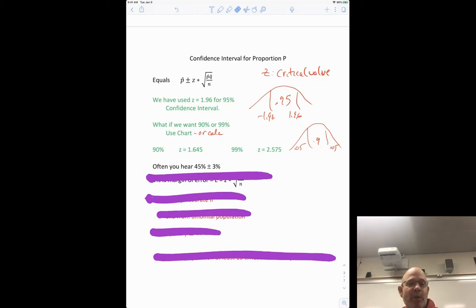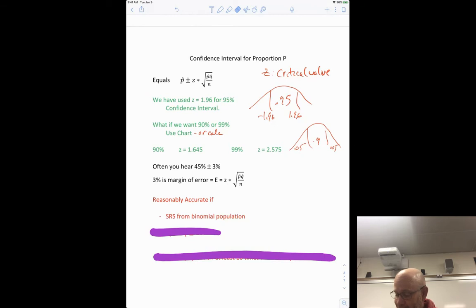A lot of times when we write a number, when we do an example, you'll see 45% plus or minus something, right? Whatever that Z times the square root of p hat q hat over n is. That 3% is called the margin of error. Sometimes we specifically just say find the margin of error. It's how you see confidence intervals in the newspaper written: it's 45% with a margin of error of 3%. 3% is a pretty typical margin of error. We'll show you why in just a second, actually.